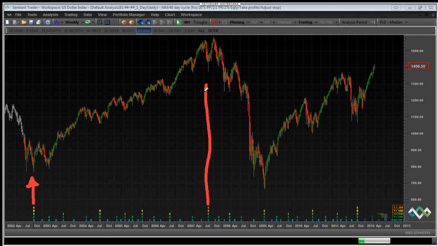I always start with the longest cycle. In this case, it's the 54-month cycle. Here's a 54-month cycle trough. Look up in price. Yes, there is a trough in price. Here's the next 54-month cycle.